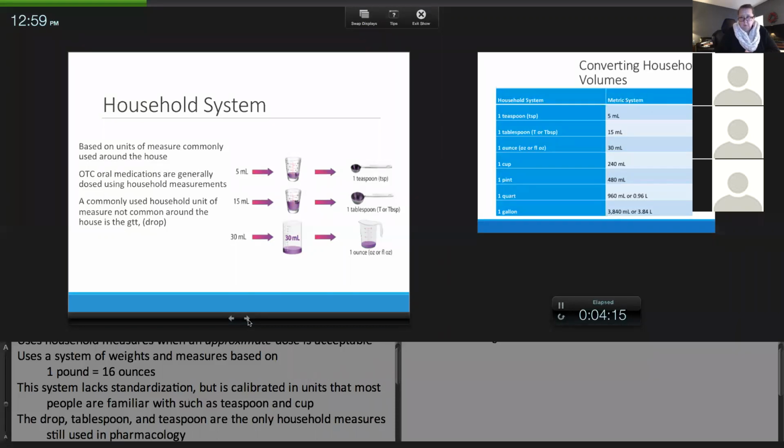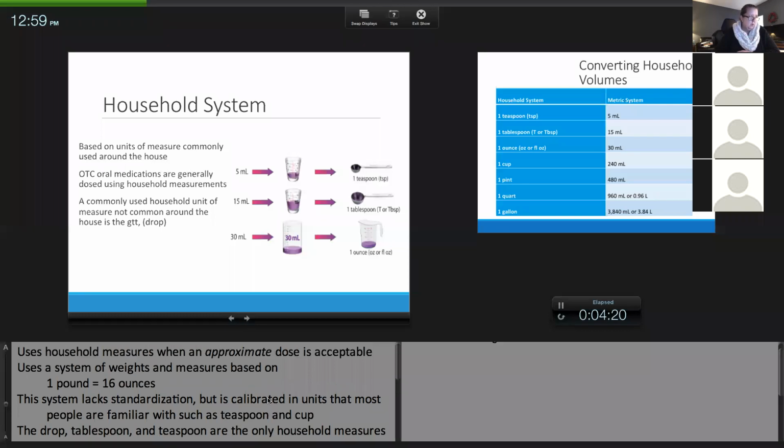When you get into household systems, some medications are going to be measured in things that we think of in the house. So we're talking about teaspoons, tablespoons, ounces. This would be more when we get into oral, over-the-counter medications. Sometimes we prescribe cough syrup. Sometimes we prescribe liquid medications like sucralfate, metronidazole liquid. So sometimes we will send them home and tell them to give a certain amount of teaspoons.